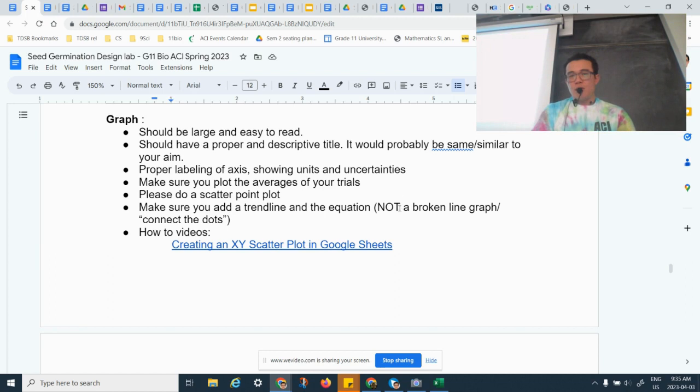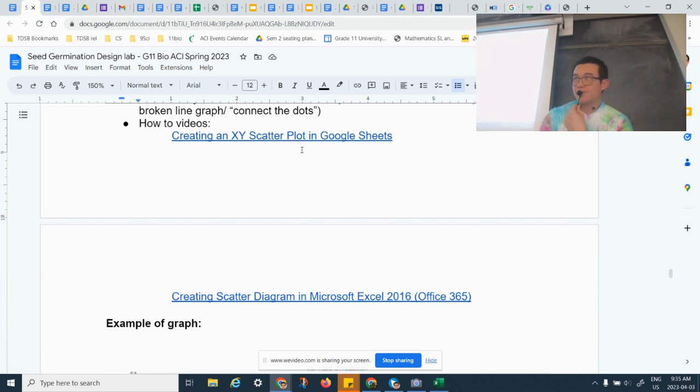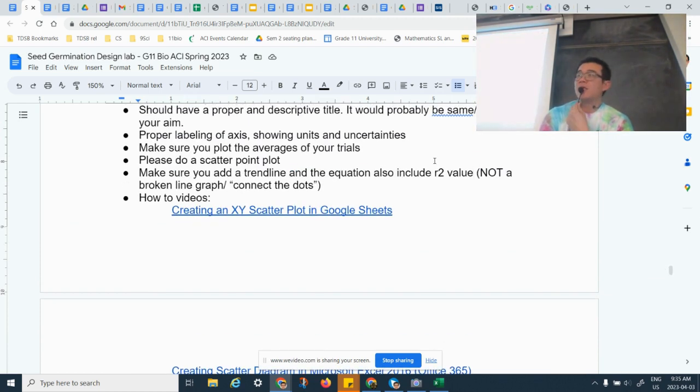I also want you guys to include the R2 value. Okay. Also include something called R2 value. It is not a difficult thing to add, especially on Google Sheet. They would actually teach you how to do that. Okay. R2 value is an indication of how, when you do a line of best fit, how close your data is to your line of best fit.